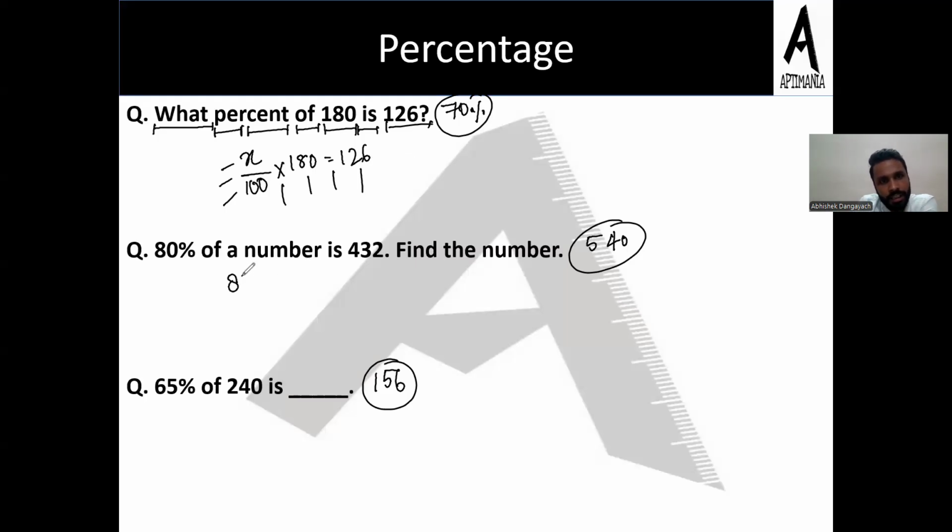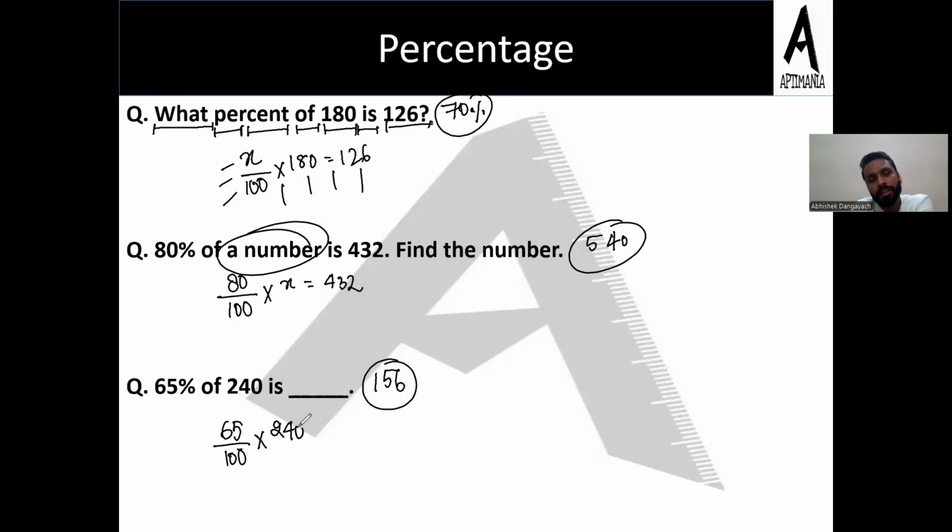Going ahead, it is 80% of a number which is unknown, x, is 432. You'll solve this, you'll get the answer. It is 65% of 240 is. You'll solve this, you'll get the answer easily.